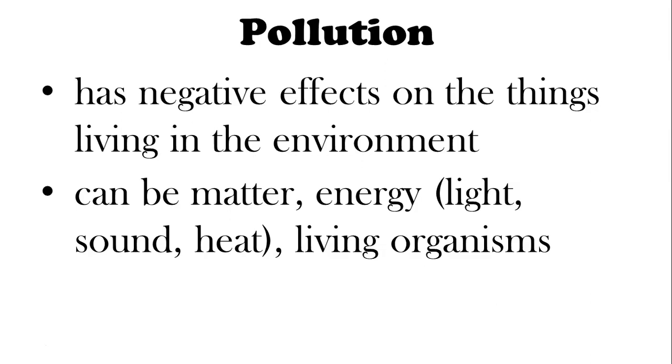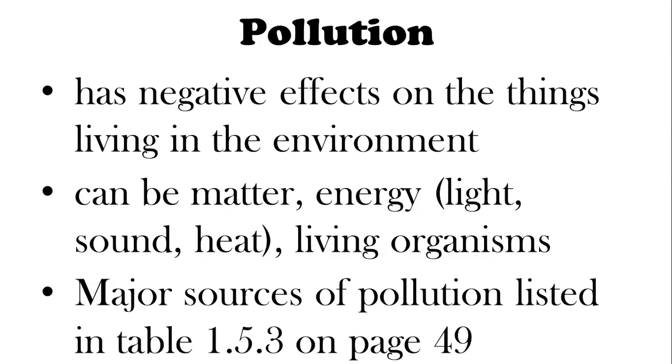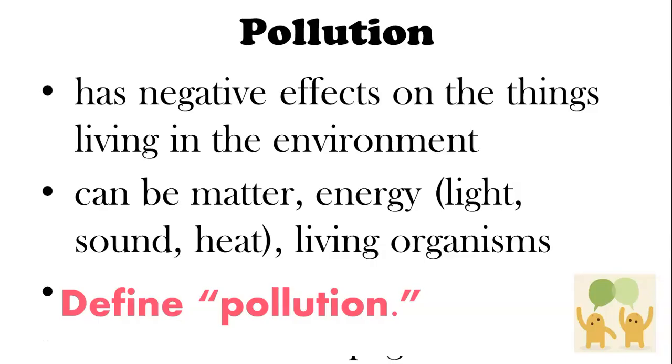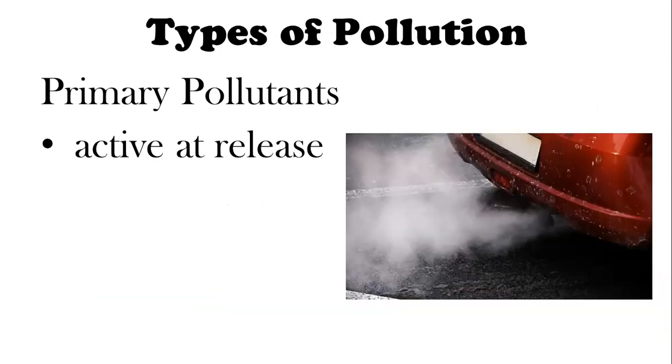or biological agents. If you look in table 1.5.3 on page 49 in your textbook, you can see some of the major sources of pollution. If you look on there, you can see the type of pollutant, the major source, where it comes from, and what effect it has on the environment. One thing that we should make sure that we're able to do is come up with a good definition of pollution. You can break pollutants down into 2 main types.